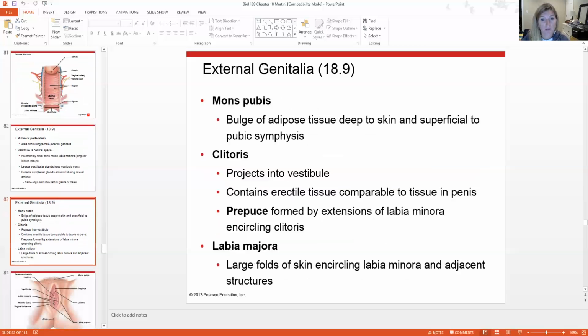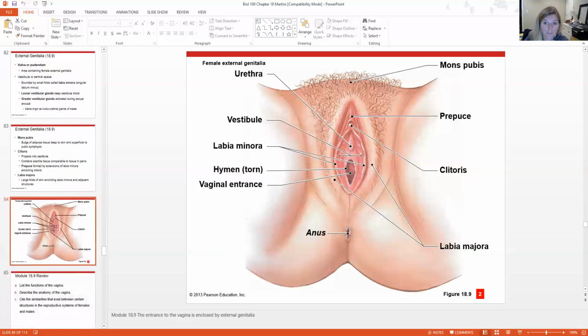The mons pubis is the bulge of adipose tissue, which is deep to the skin and superficial to the pubic symphysis. The clitoris projects into the vestibule, contains the erectile tissue of the female, and is comparable to the tissue of the penis. And the prepuce is formed by extensions of the labia minora that encircle the clitoris. The labia majora are the large folds of skin that encircle the labia minora and the adjacent structures.